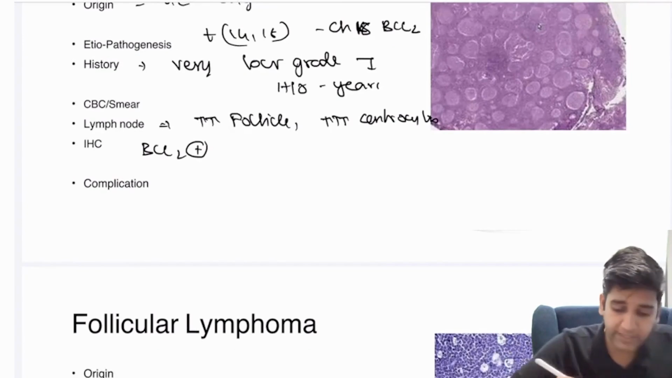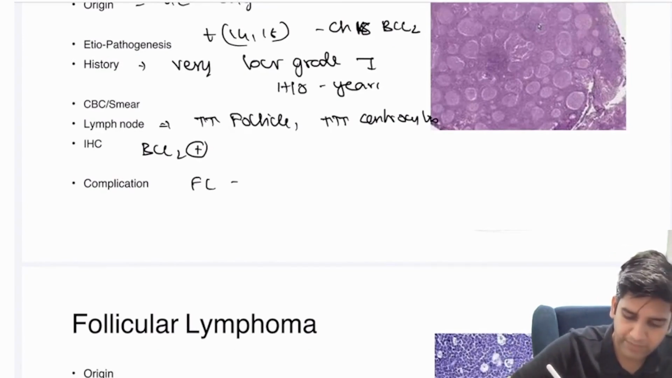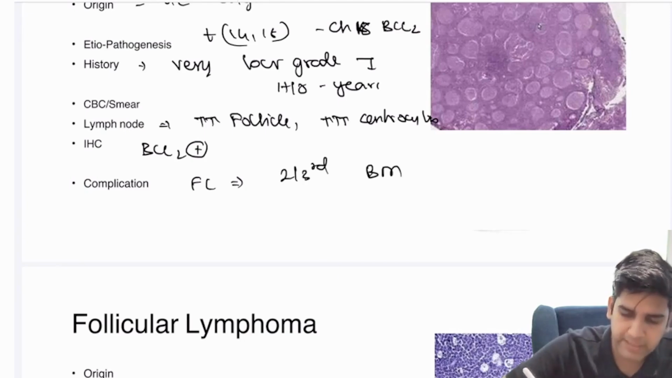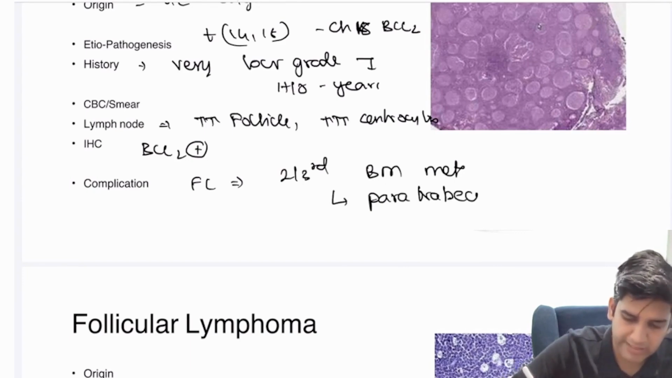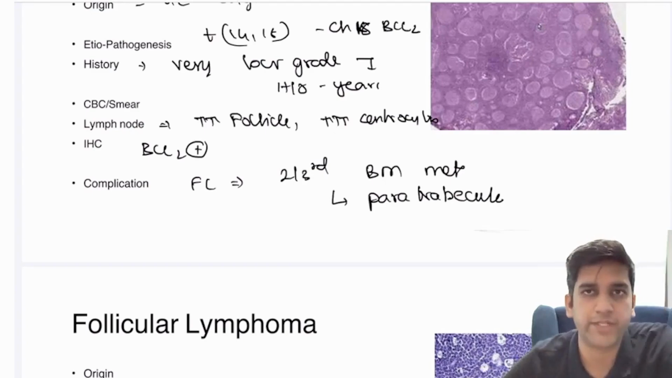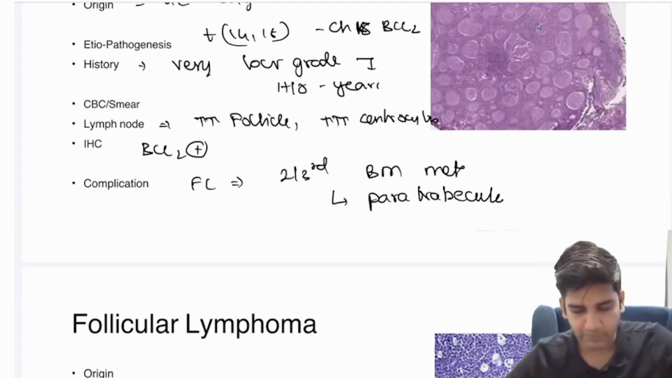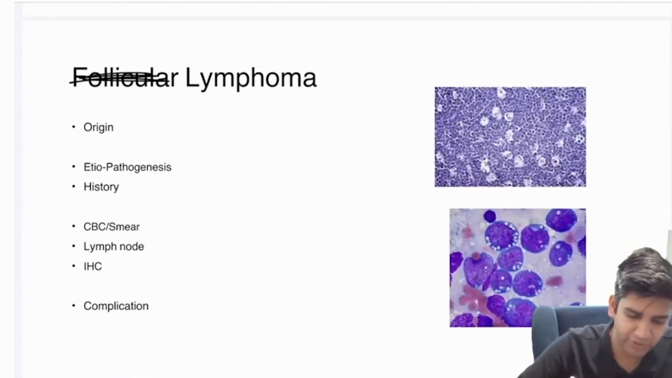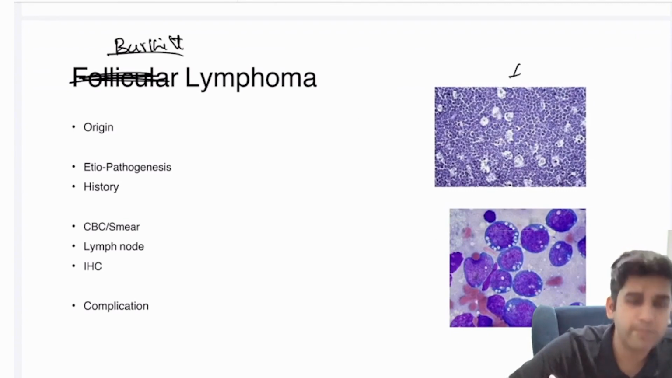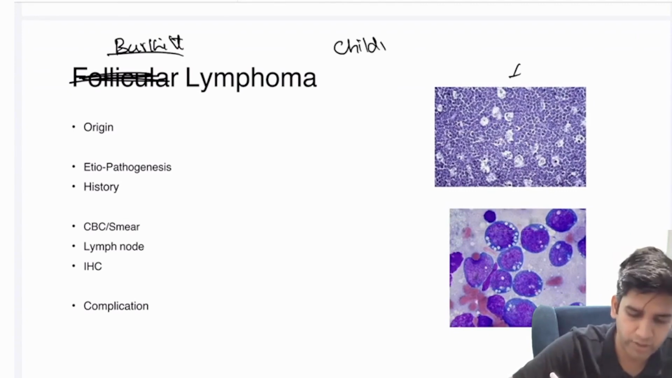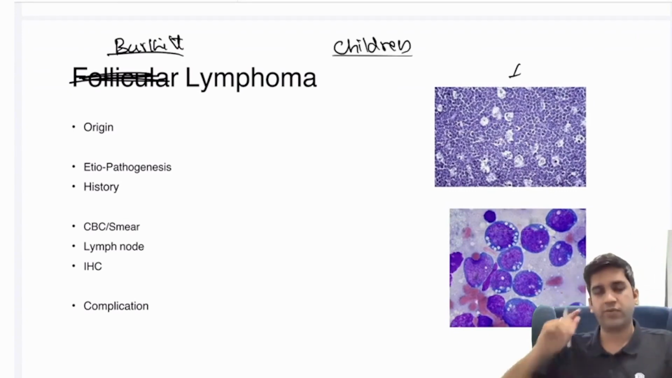Okay, so complication here: in follicular lymphoma, 2/3 of patients can have bone marrow metastasis, and this bone marrow involvement will be paratrabecular. That's also a classical finding for a follicular lymphoma patient. Fine. Okay. This is not actually follicular. I'm sure you must have looked at this finding and jumped to the answer. That's your starry sky, Burkitt's, right? The most important clue in Burkitt's is children. This is the only non-Hodgkin's lymphoma which happens in a child.